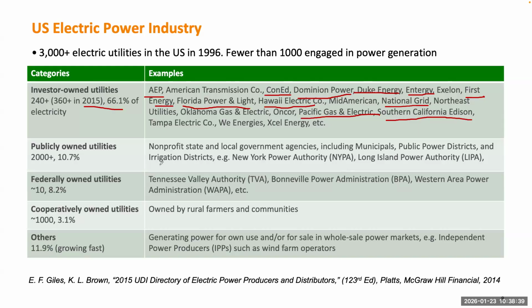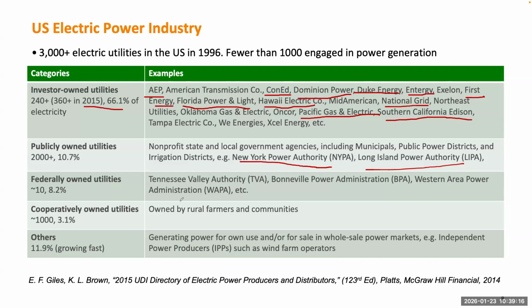Some examples, such as the New York Power Authority, is the power company surrounding New York City. The inside of New York City is Consolidated Edison. The surrounding of New York City is NYPA, the New York Power Authority. Long Island Power Authority, that's the power company in Long Island. It's also near the New York City area, but it's in Long Island. Usually the names come with some power authority.